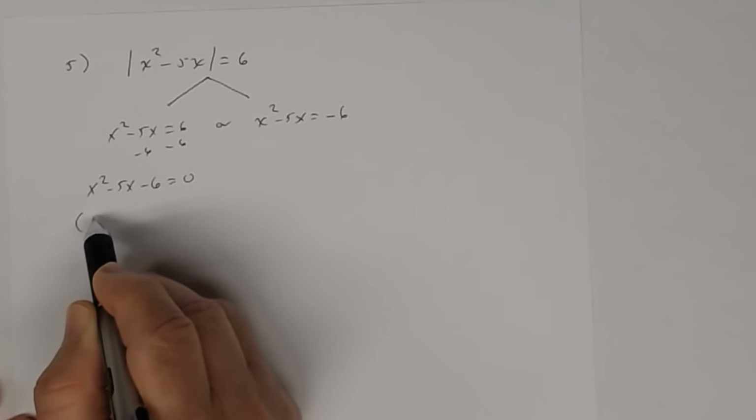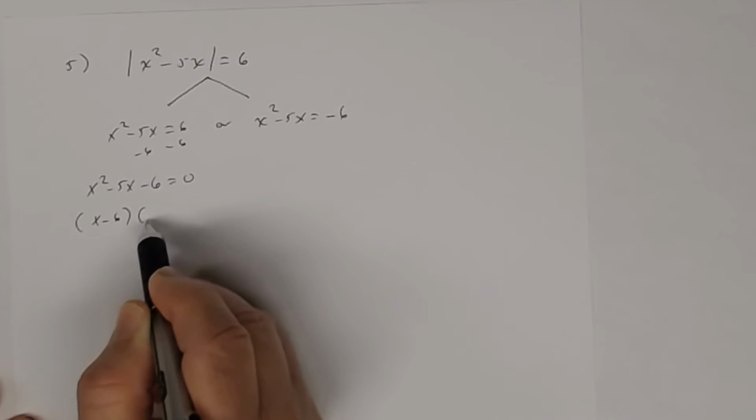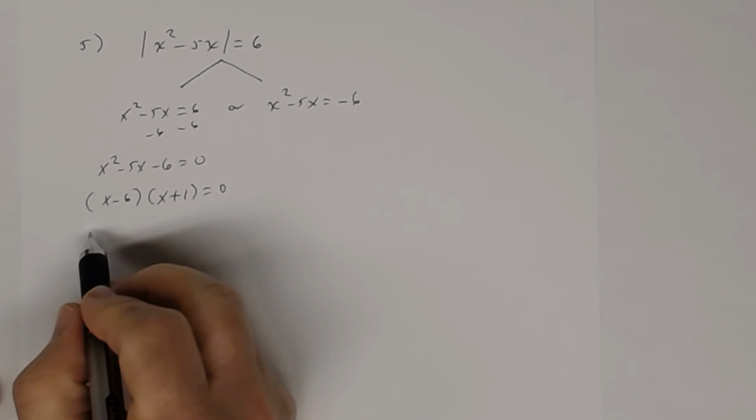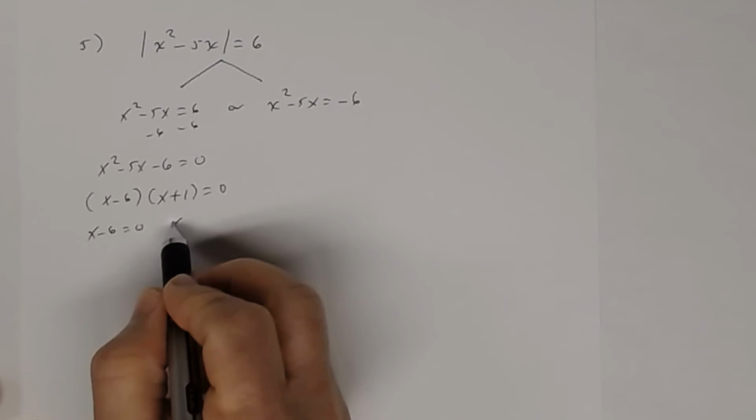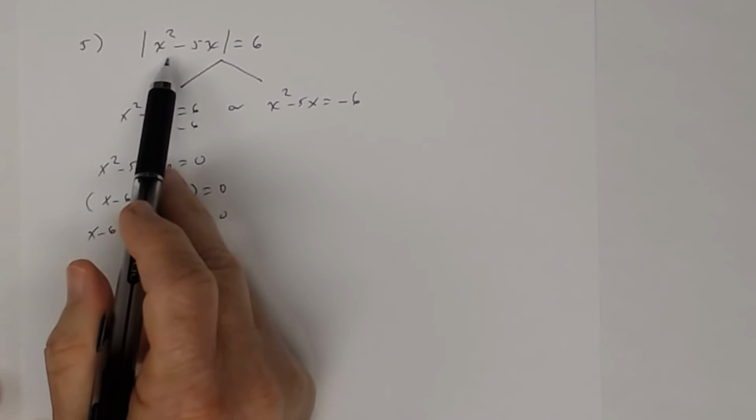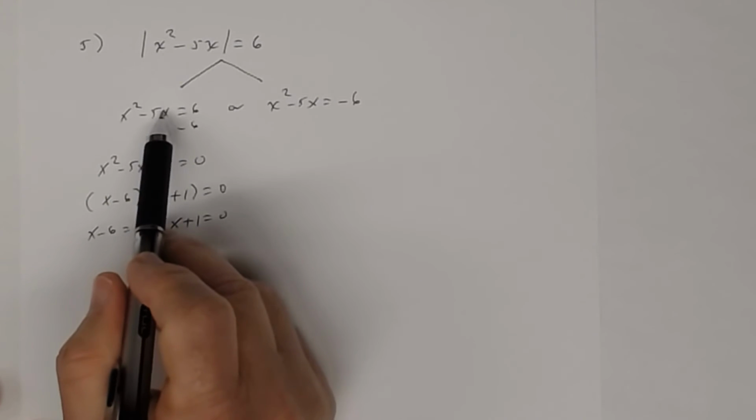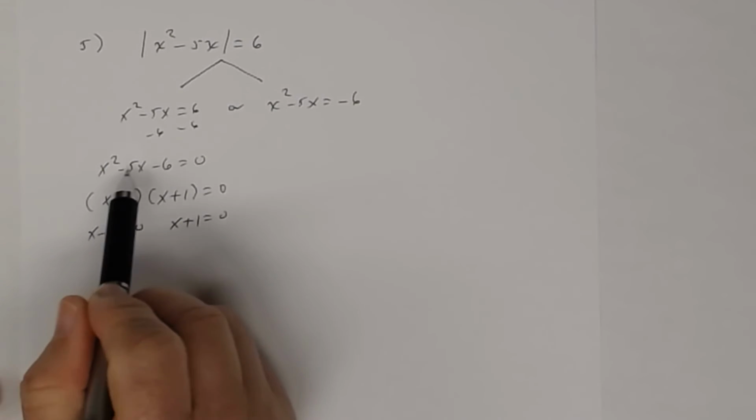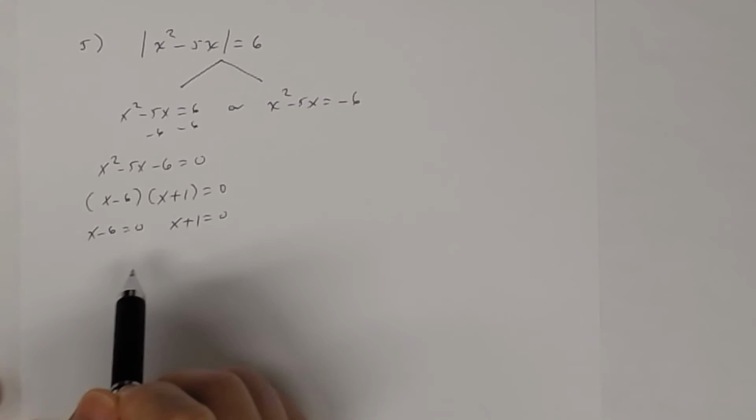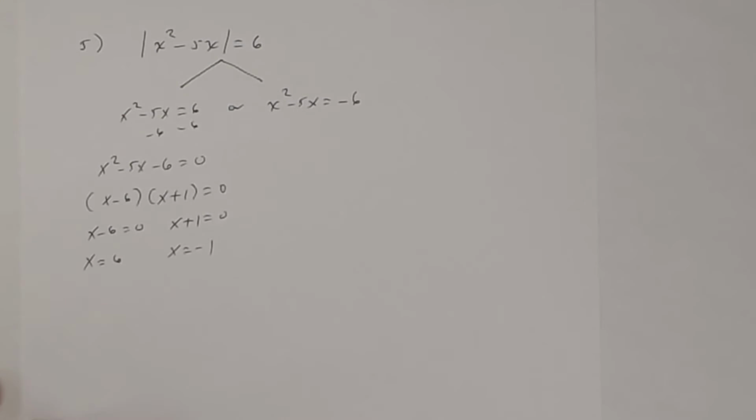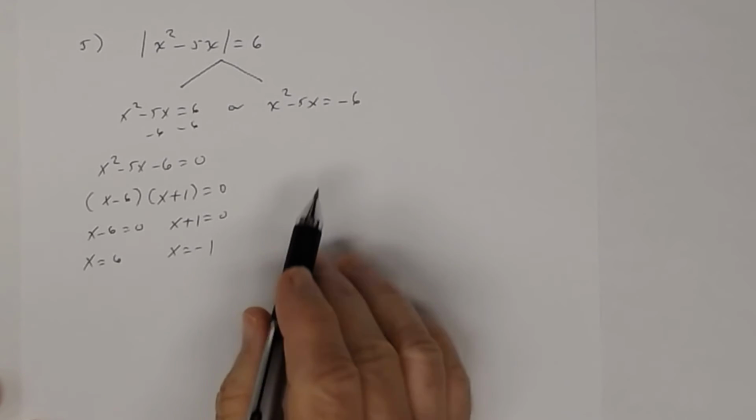Factoring, I'm going to get x minus 6 times x plus 1 equals 0. Then setting each factor equal to 0, I went from an absolute value equation to a quadratic equation, and to solve this quadratic equation I now have two linear equations. So I get x equals 6, x equals negative 1. Okay? And then let's go ahead and do that one.